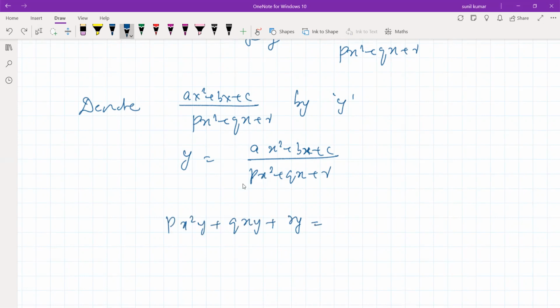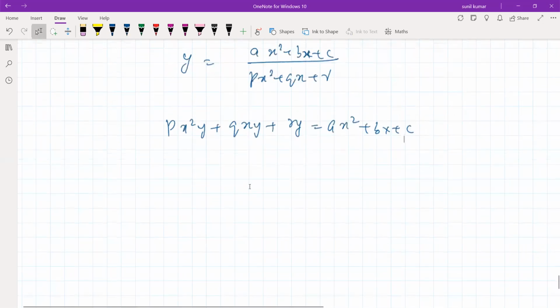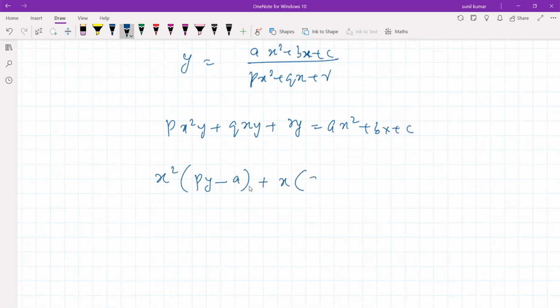Equal to 0. It is not equal to 0. In RHS, we have ax square plus bx plus c. Now what is happening? You arrange like this. In LHS, x square.